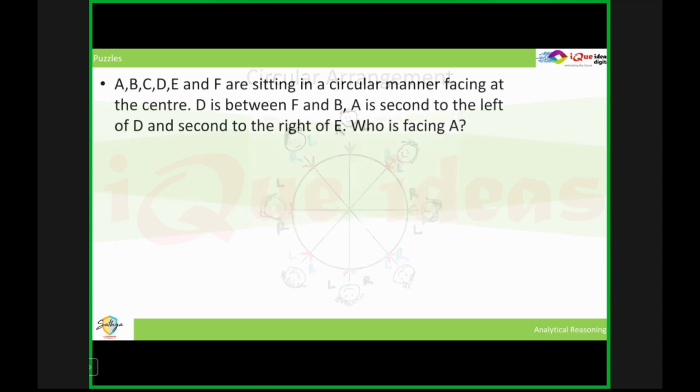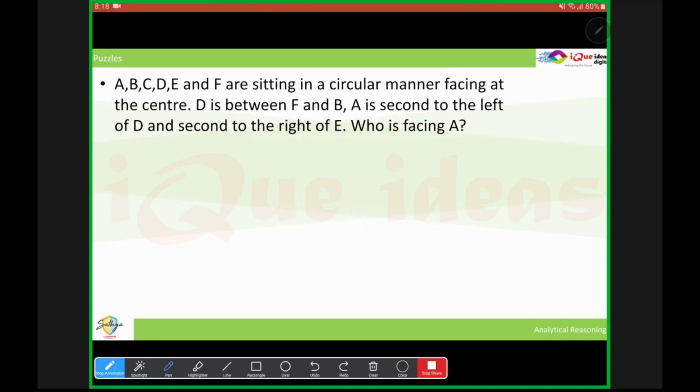Okay, so let's take an arrangement. If it is said A, B, C, D, E, F are sitting in a circular manner facing the center, D is between F and B, A is second to the left of D and second to the right of E, then who is facing A? So in this arrangement, what can we do? First, let us draw a basic circle, right? And there are six people in the circle. So, 1, 2, 3, 4, 5, 6. Now, D is between F and B.